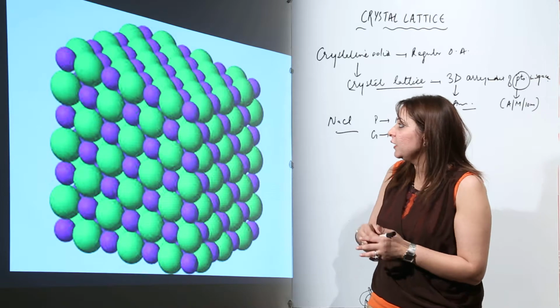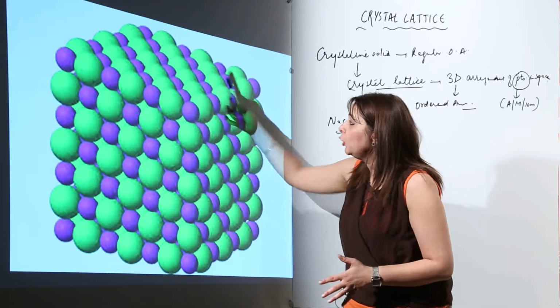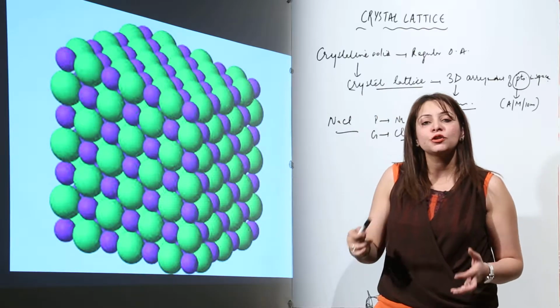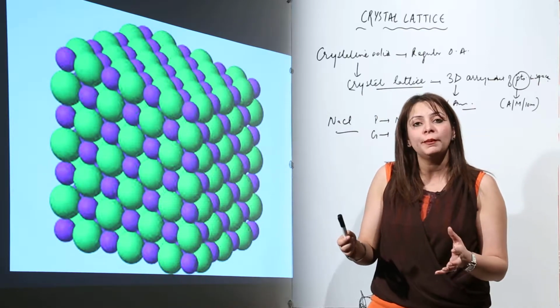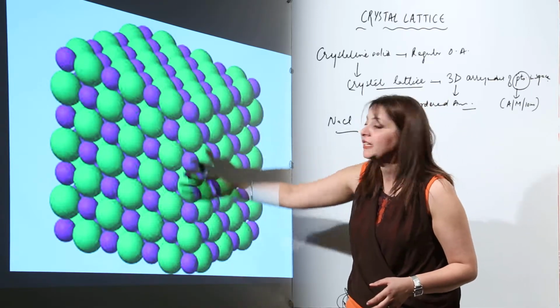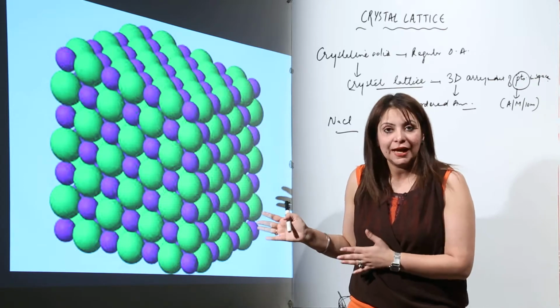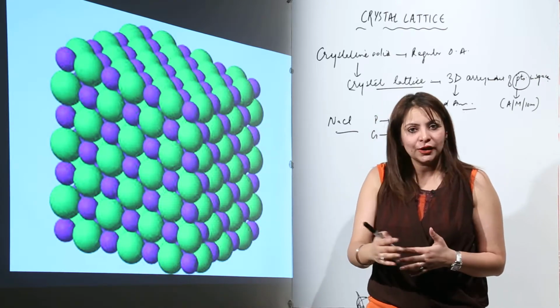If I say that between two purples I get to see one green, it is happening all over the crystal, right. That means in between two sodium ions you get to see one chloride ion, right. So this same pattern is repeating in different directions, right. So this is what is called the crystal lattice. So what is a crystal lattice? Just write it in your copy.